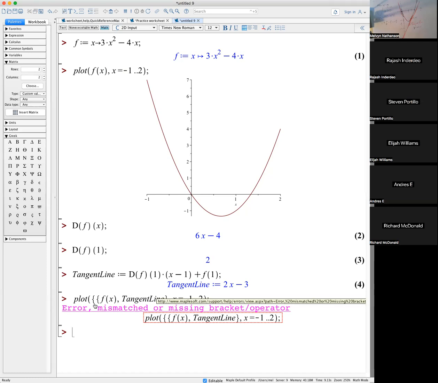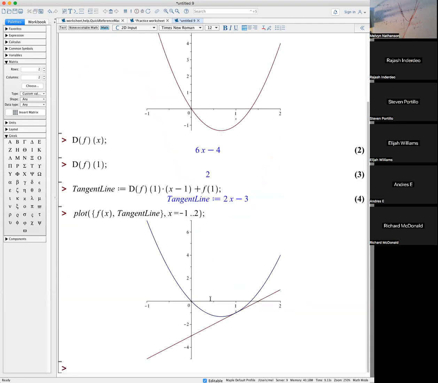Why doesn't this want to work? Oh, I have two curly brackets. It should only be one. Perfect.